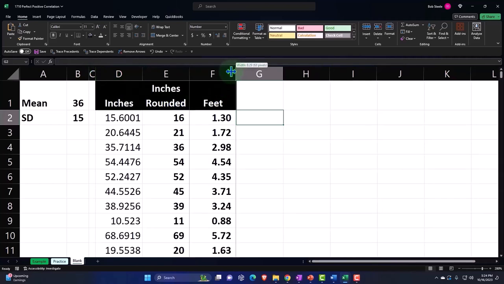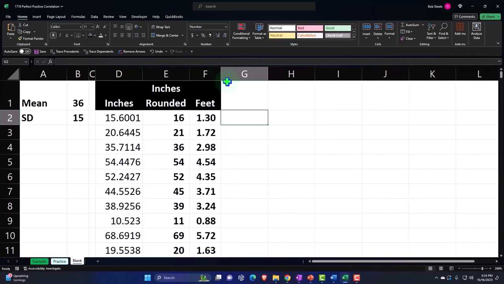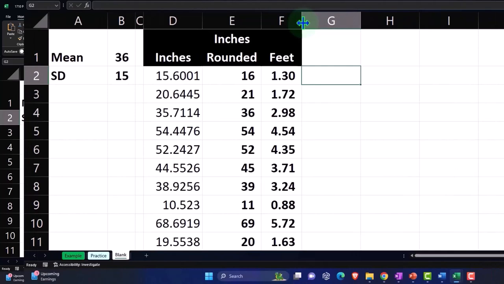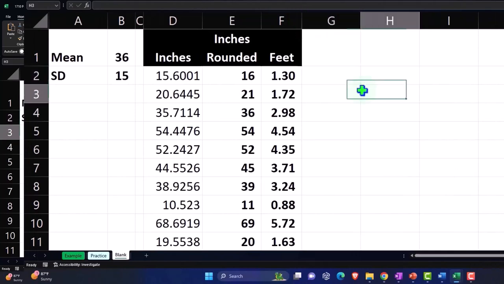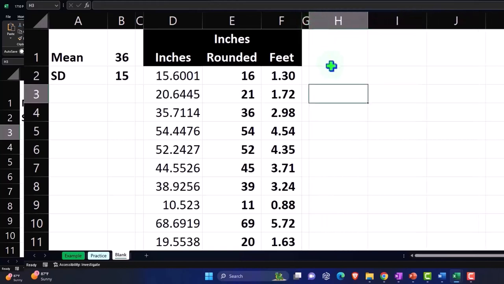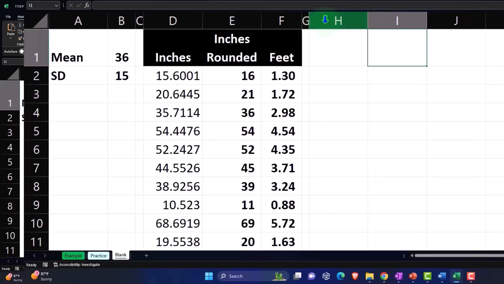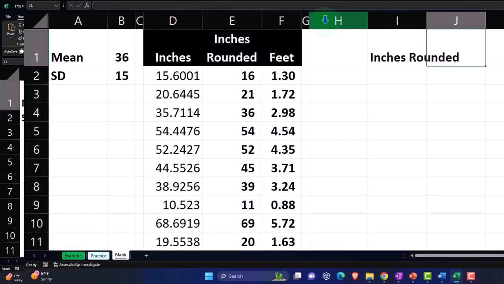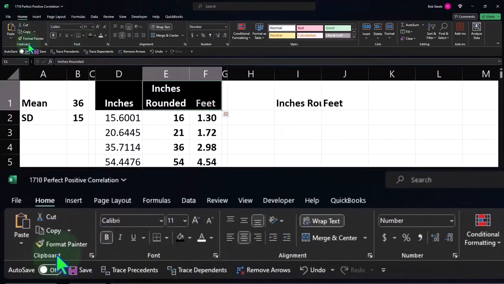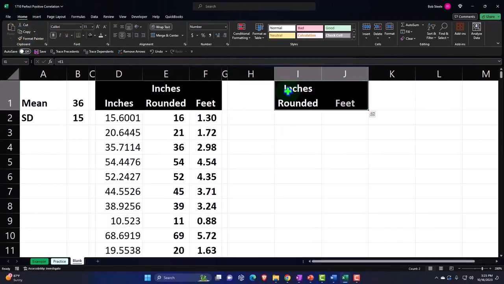So I'm gonna close this up, and then we're gonna say, all right, let's make a skinny G, and then we're gonna say inches. I'm gonna say this is gonna be equal the inches again, rounded, and then the feet. And I'll just copy the format painter this time. Home tab, clipboard, format painter, boom.